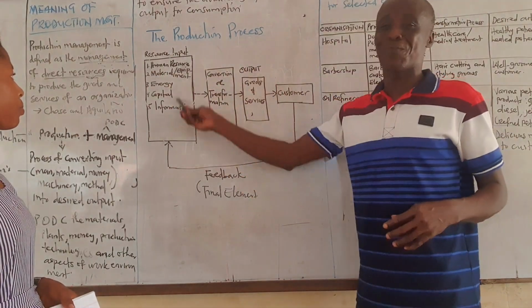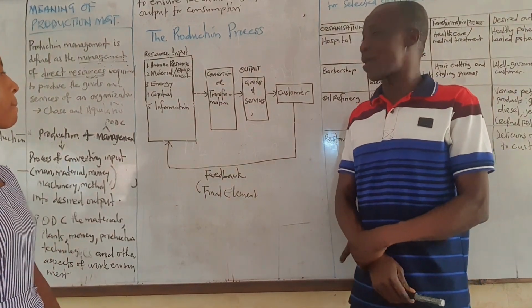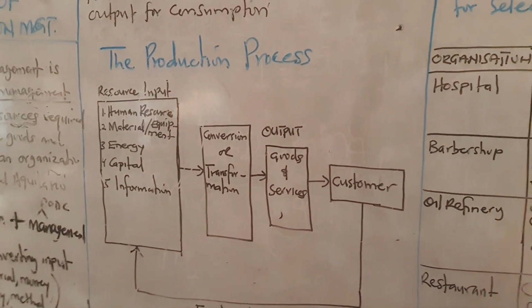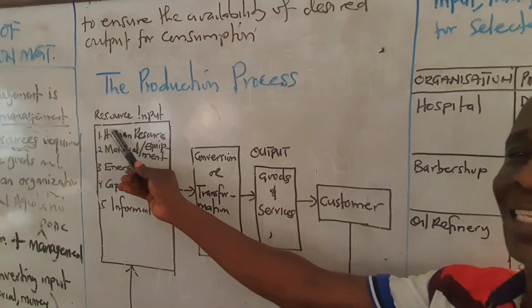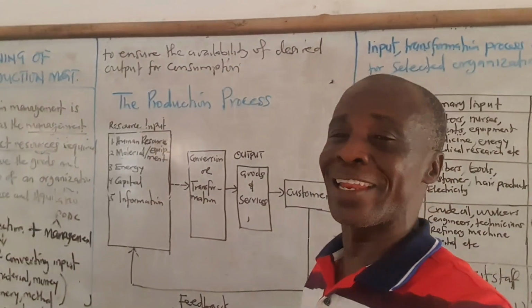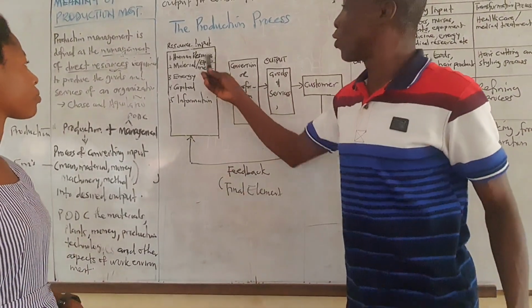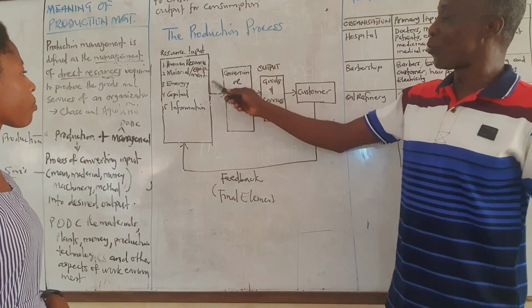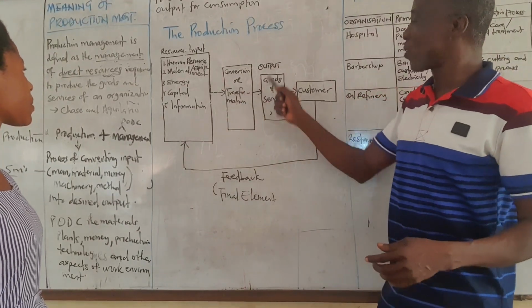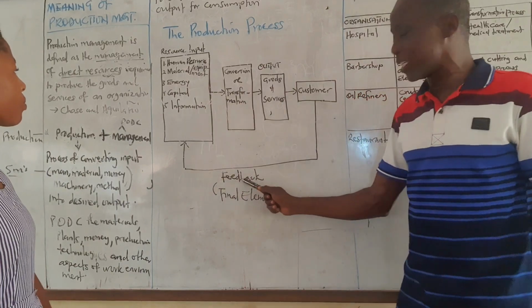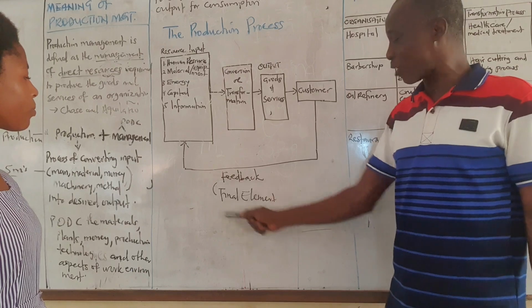There's a diagram here to explain what the production process is all about. If you look at it, the first aspect here, we have the resource input. Let me put it down and then you read. So we have the resource input, this arrow, and these are the resource input. Then you go through the conversion process here. Then you get the desired output. That desired output will go to the customer, and the customer will give you feedback. So this is feedback, and that will be the final element.